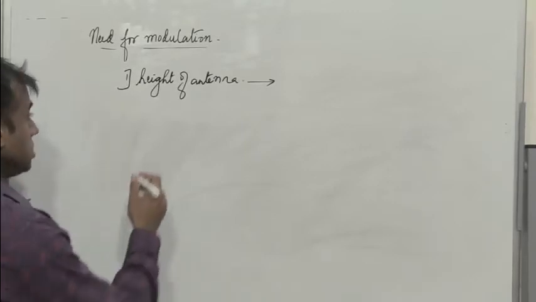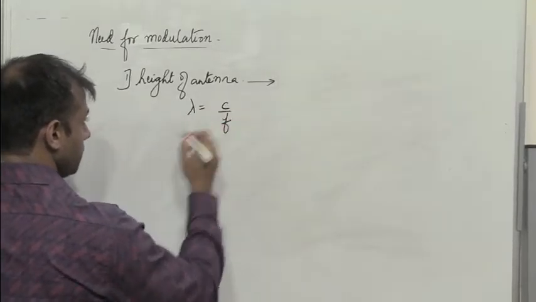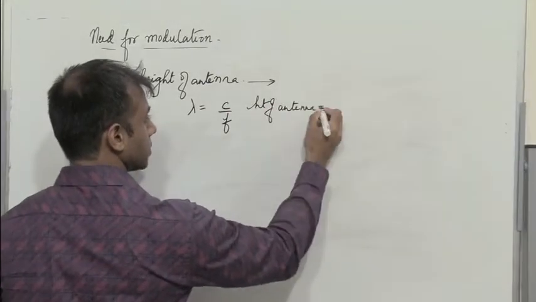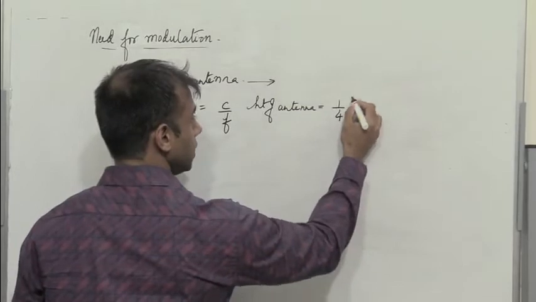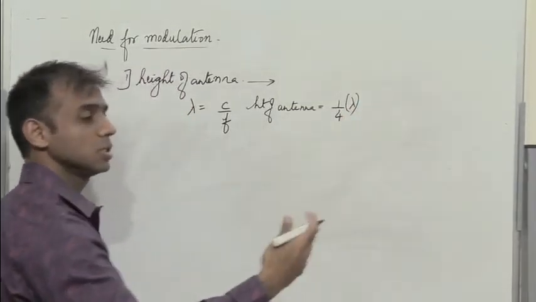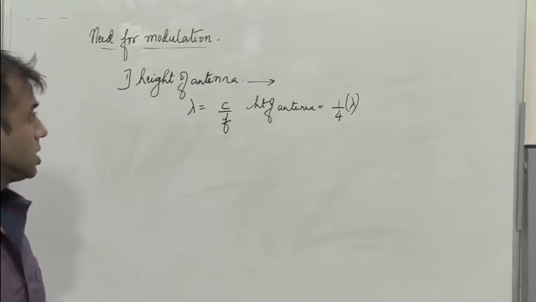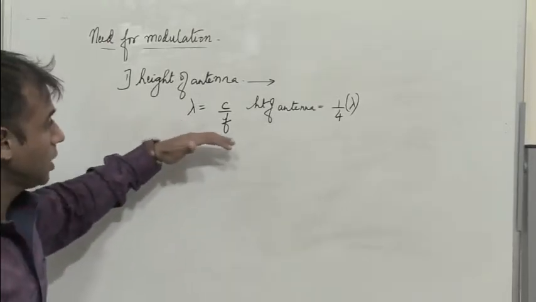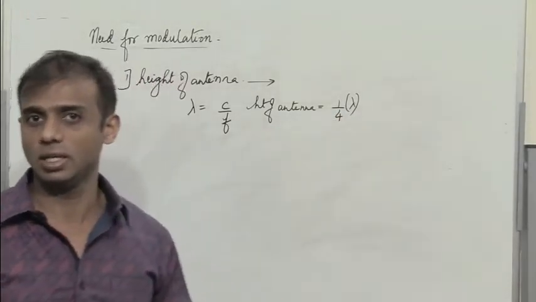Let us see. We know that wavelength equals c by f, and the antenna height required is approximately 1/4 the wavelength of the signal which is being transmitted or received. So if I have to receive a given signal of a particular wavelength, the height of the antenna should be 1/4 the wavelength of the signal which I need to receive.